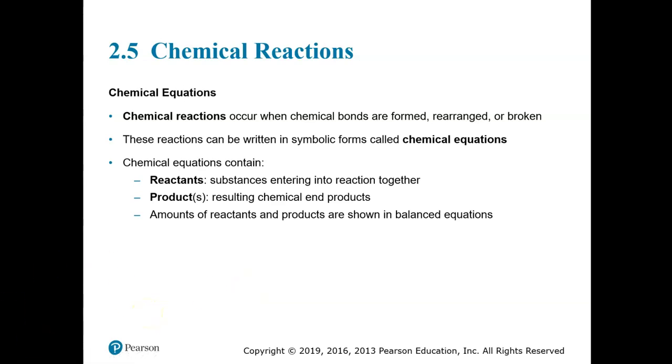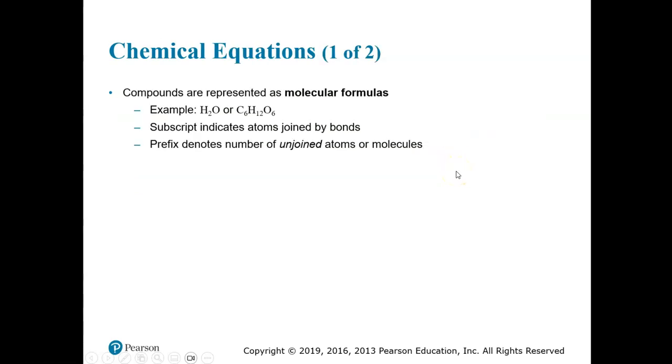In chemical reactions, you see a representation of the chemical formulas of the reactants, which are the substances that enter into the reaction together, and then the products that are formed after the reactants' chemical bonds are formed, rearranged, or broken. And how they're represented is with a chemical equation.